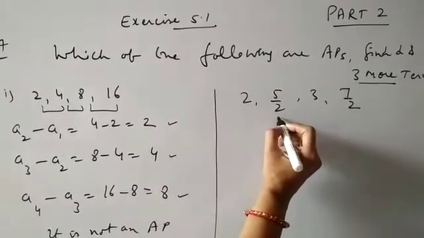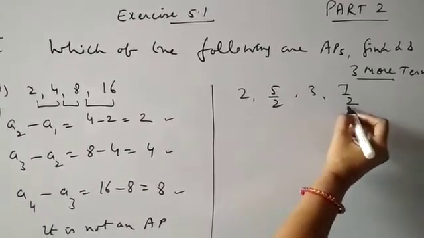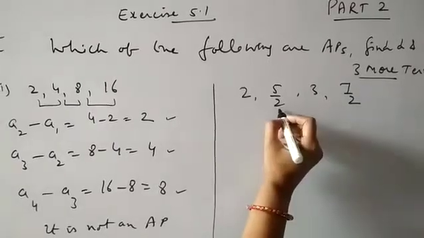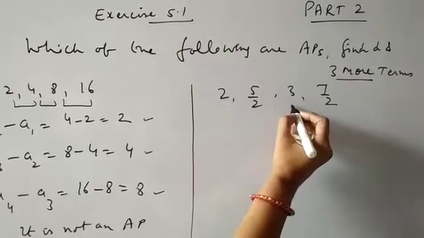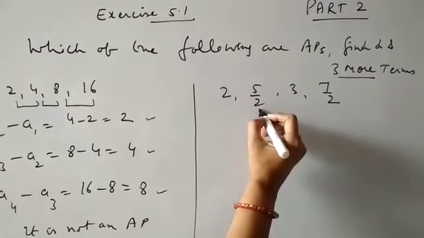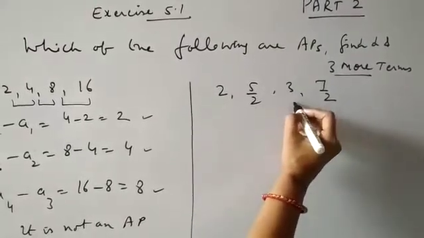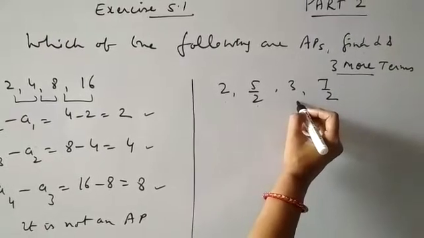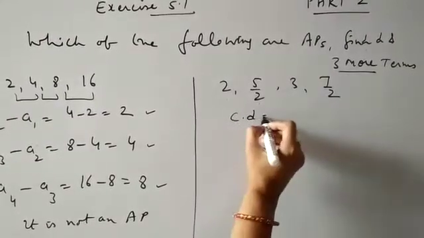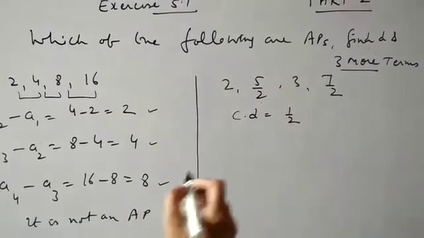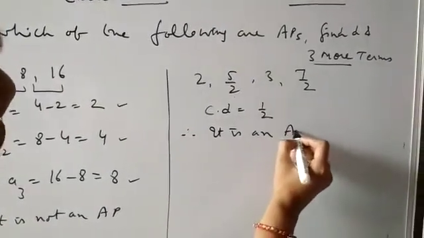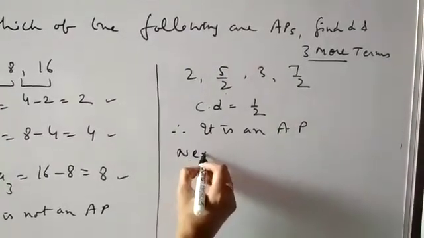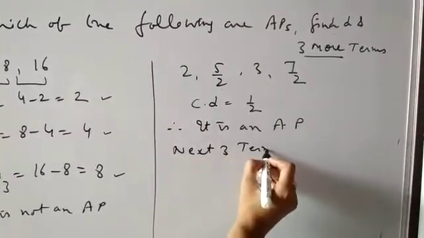2, 5 by 2, 3, 7 by 2. If you check the common difference, 5 by 2 minus 2 is 1 by 2, 3 minus 5 by 2 again 1 by 2, 7 by 2 minus 3 is 1 by 2. So common difference is 1 by 2, which is same. Therefore, it is an AP and next 3 terms can be obtained.